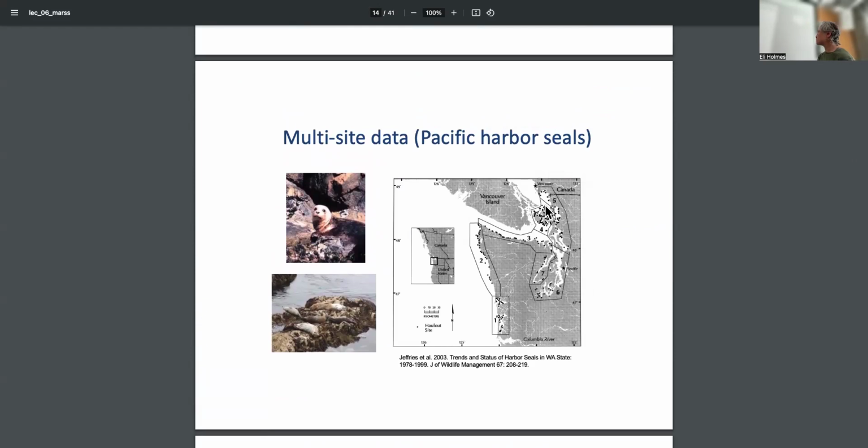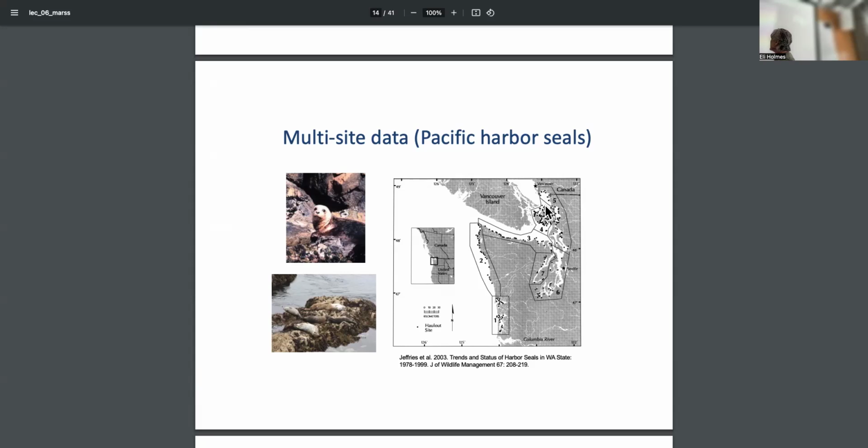This is what the survey looks like. All these dots are haul outs where they would go and measure them. So here's an example of a haul out. Some of them they could survey from land, and others they had to survey from boats. They would go out there at a particular time and count the number of harbor seals that they could see. They're doing that for all these different sites.